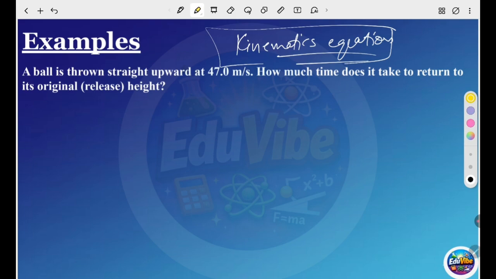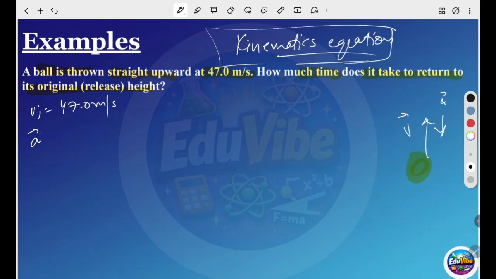The first question: a ball is thrown straight upward at 47.0 meters per second. How much time does it take to return to its original release height? We throw the ball upwards, so the initial velocity is 47.0 meters per second. If the velocity goes upward, the acceleration goes down, so the acceleration is negative 9.8 meters per second squared.